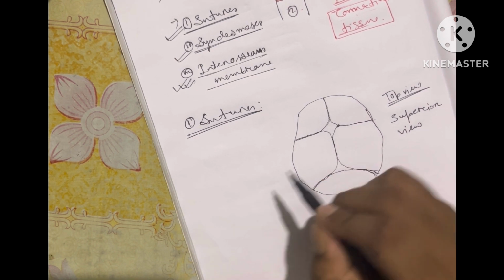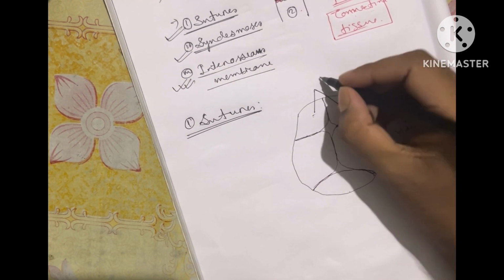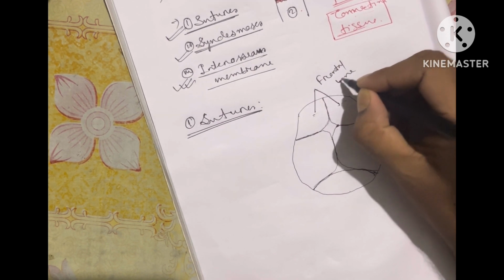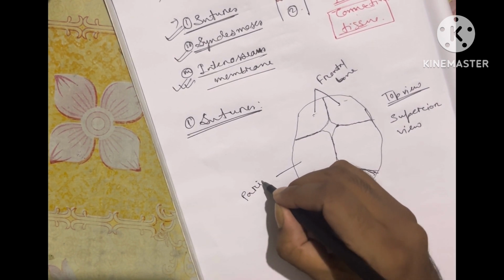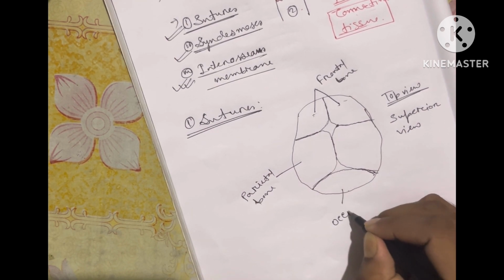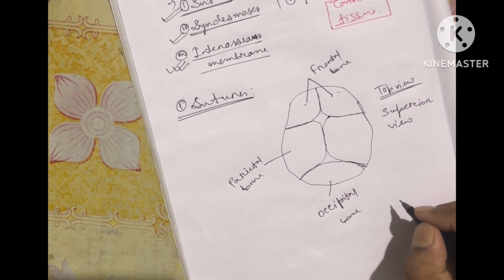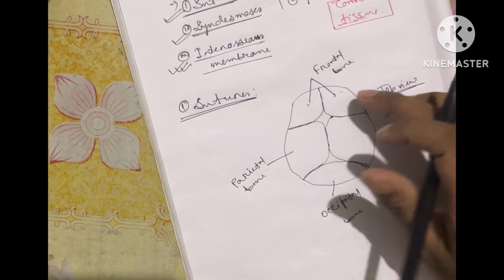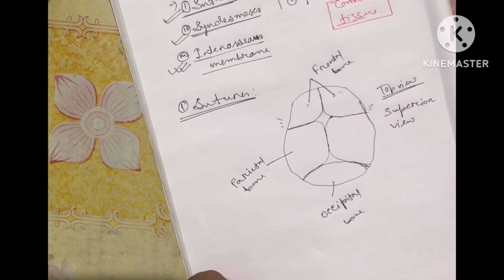So this line is basically a suture because these two are the frontal bones. This one is called parietal. This one is called occipital bone. And side by side we have two temporal bones. As it is a top view I cannot draw the temporal bone here, but at both sides we have our temporal bone.